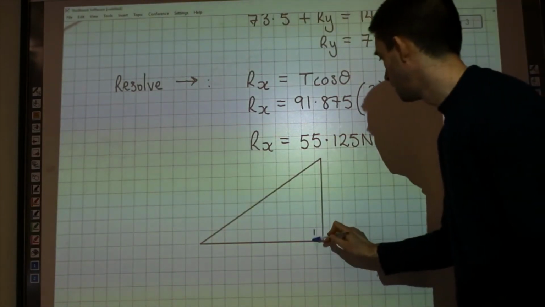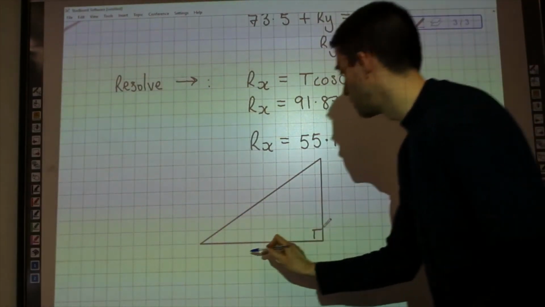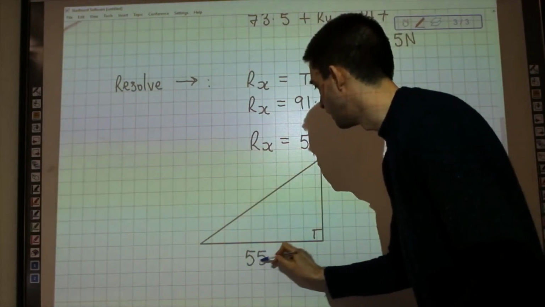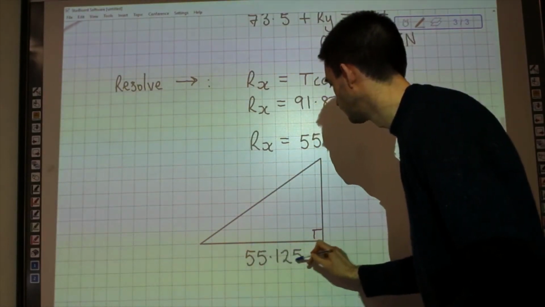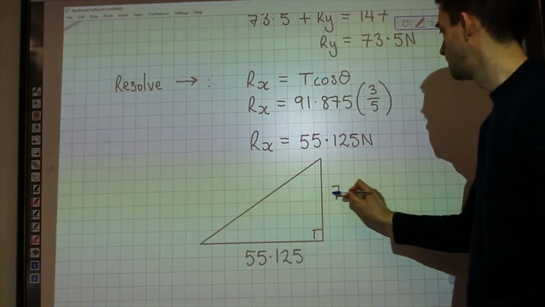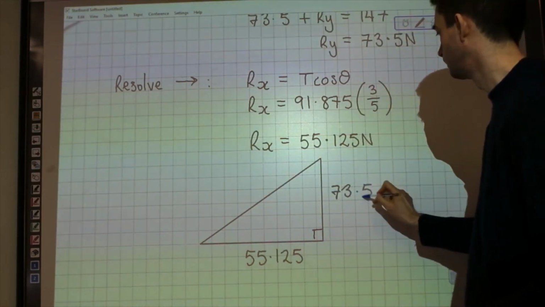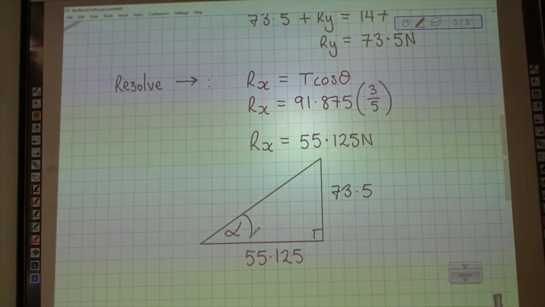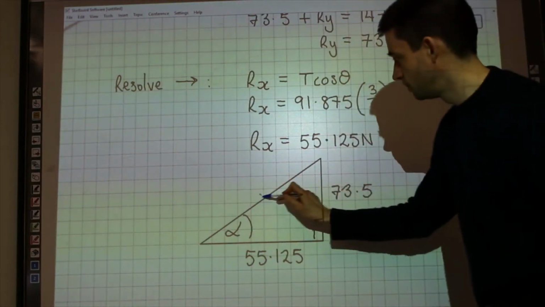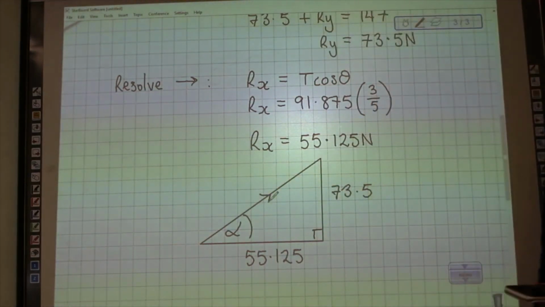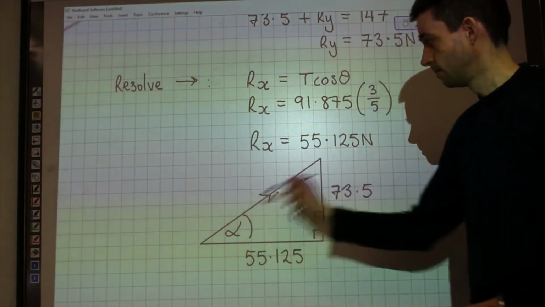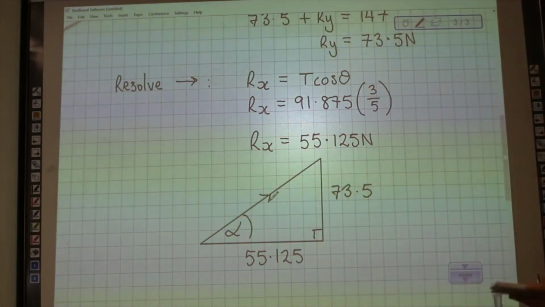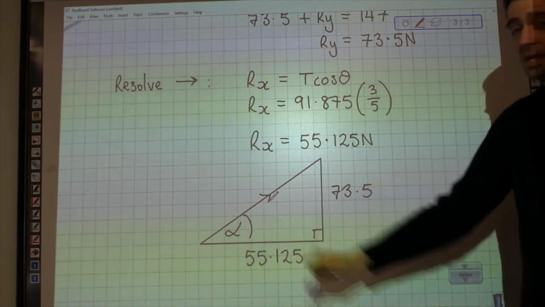So, horizontal component is 55.125. Vertical component is 73.5. That angle alpha is what I'm going to try and find. The magnitude is the size of the force, which is the same as this value here. And the direction is going to be the angle alpha.